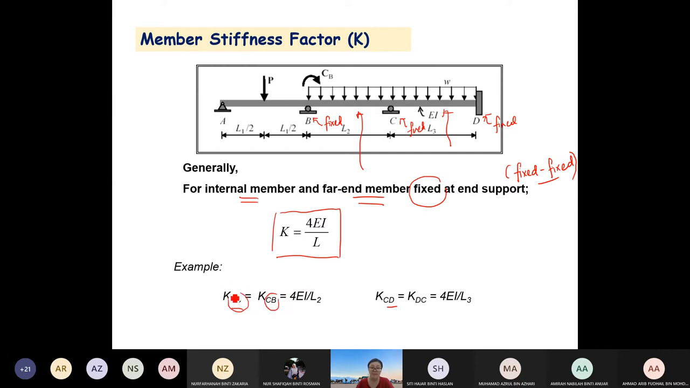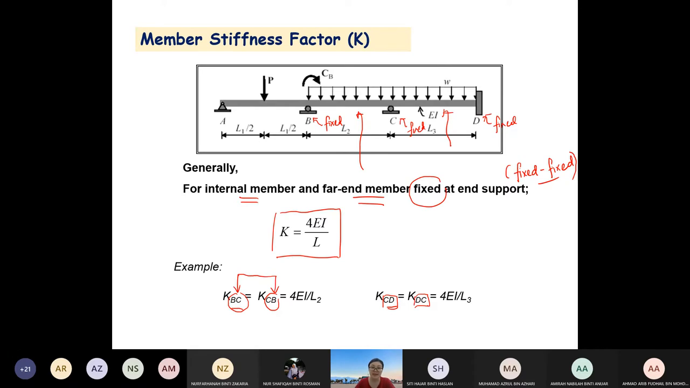Actually, this naming is for the same span. Only the naming is different, because we are going to use this later. These different namings are so that we won't get confused. CB and BC are the same span, so you just need to find one only. Similarly, CD and DC are the same. Because they start referring to this span from joint C, the naming is KCD. When it starts from D to name that span, it starts with KDC.